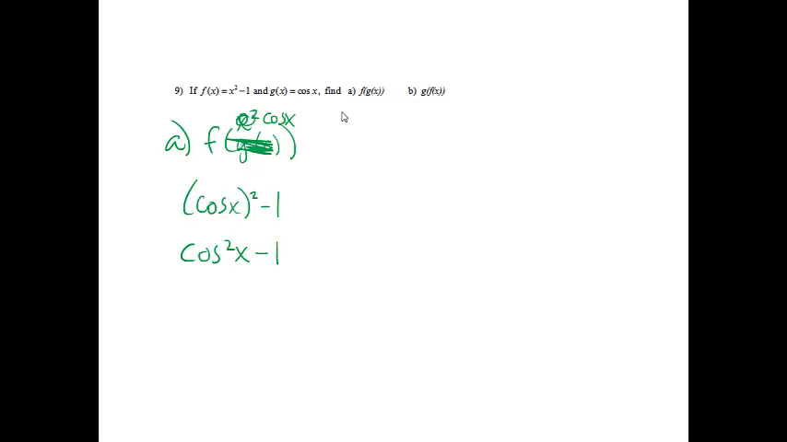And then that's it. All right, for part B, we have g of f of x, which means we're going to start inside with f of x this time. F of x is equal to x squared minus 1, which means now we get to go into the g function. Wherever we see an x, we will put x squared minus 1. So it's going to be cosine of x squared minus 1. And we can't separate that or anything, so we are pretty much done with that problem.